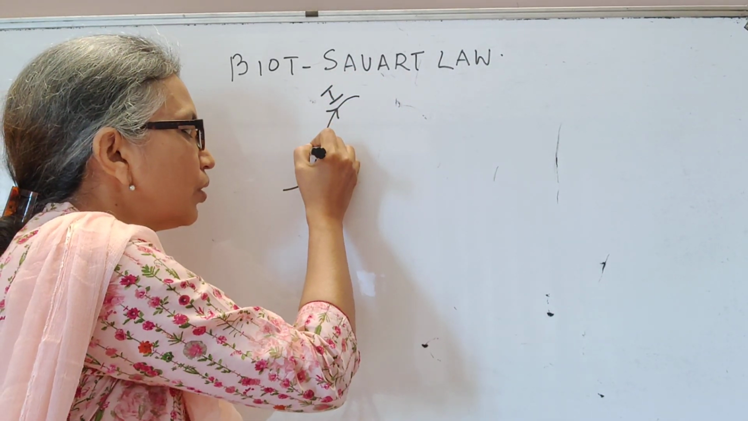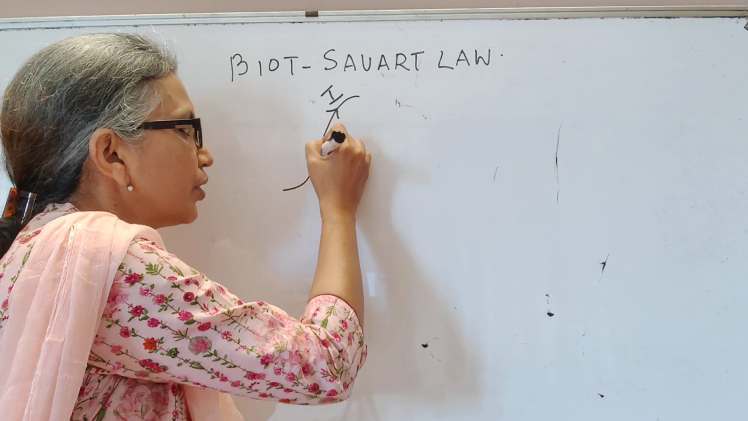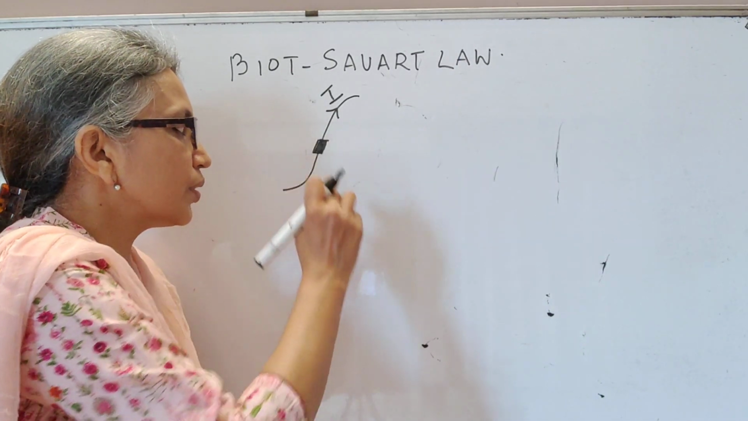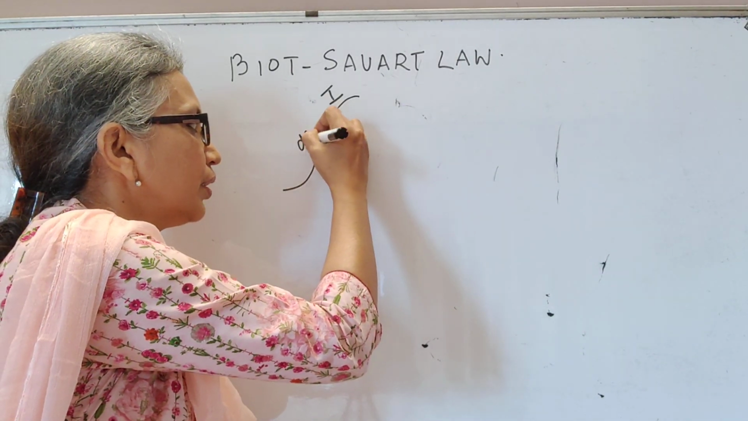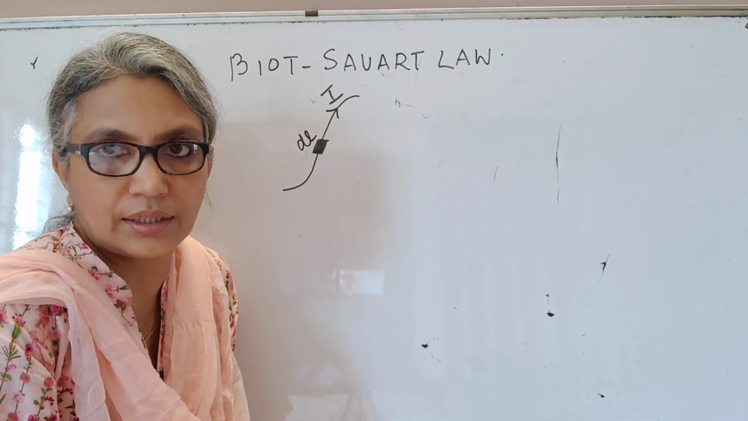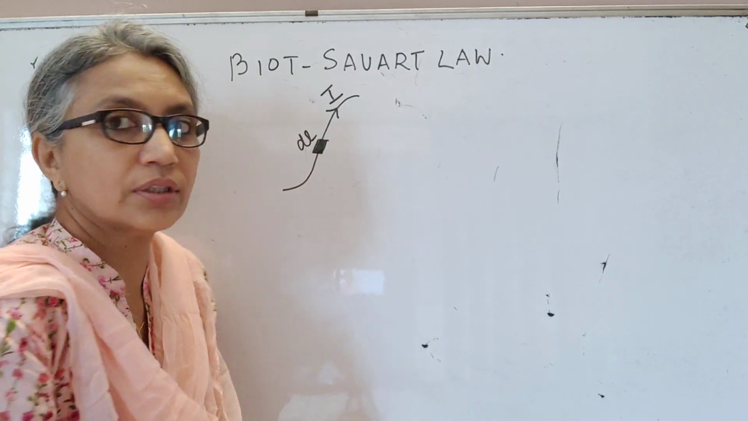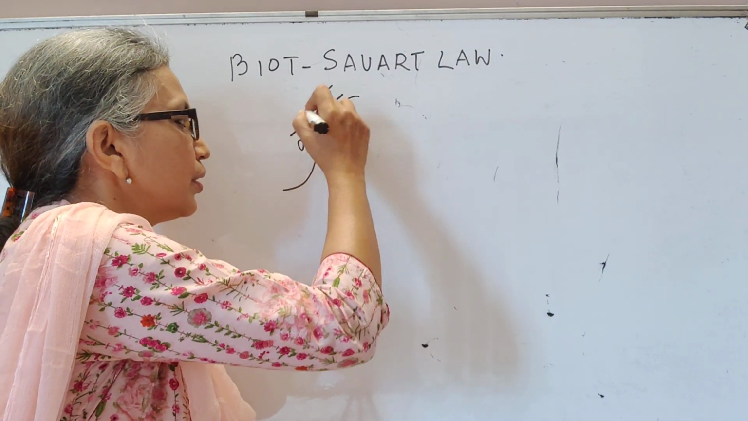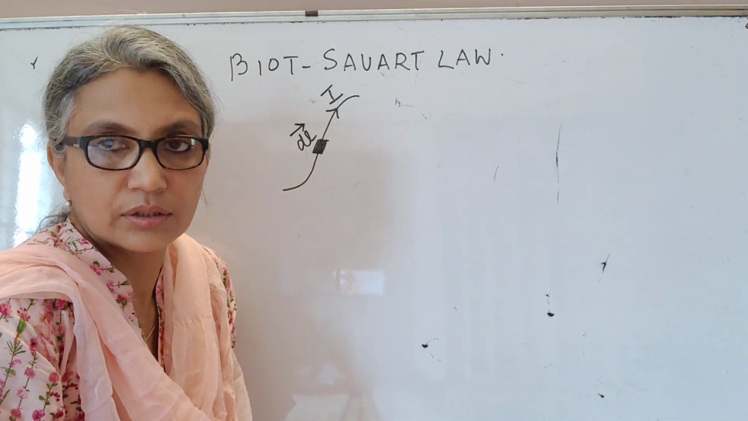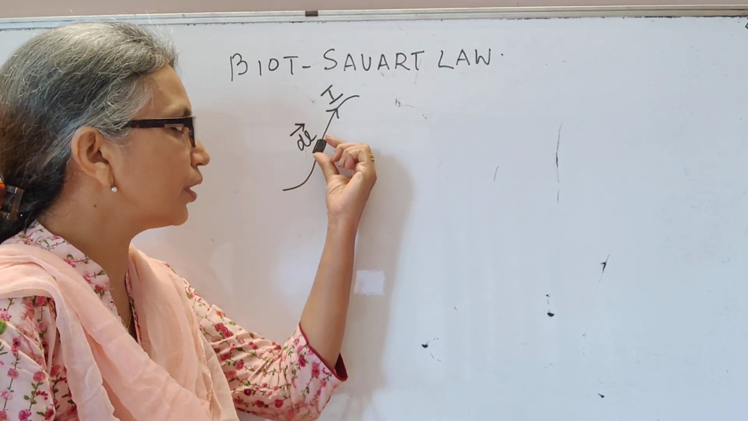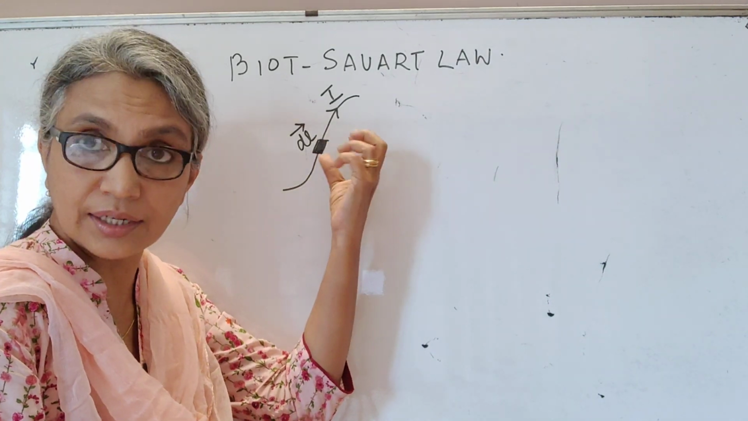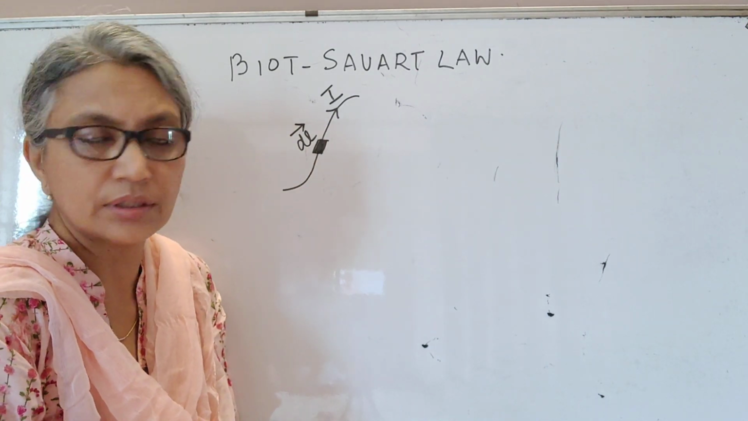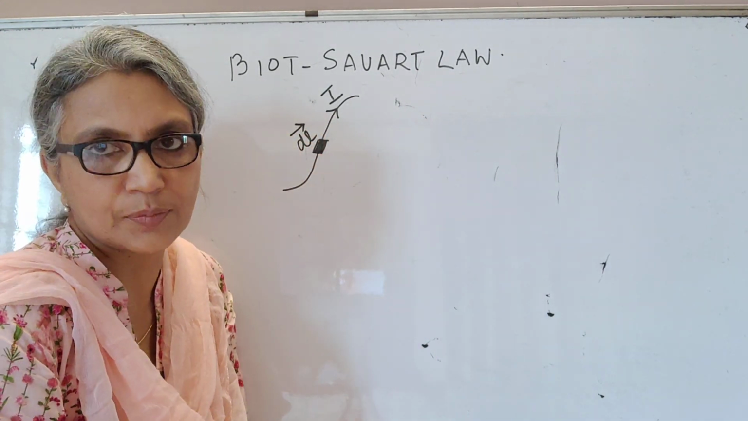I'm considering a small element dl because Biot-Savart law talks about the small magnetic field produced due to a small element dl of length dl of that current carrying conductor. This dl is called the current element and is treated as a vector whose direction is the same as the direction of current. So in this chapter, we consider this small element called the current element as a vector quantity whose direction will be in the direction of current and whose length is infinitesimally small.